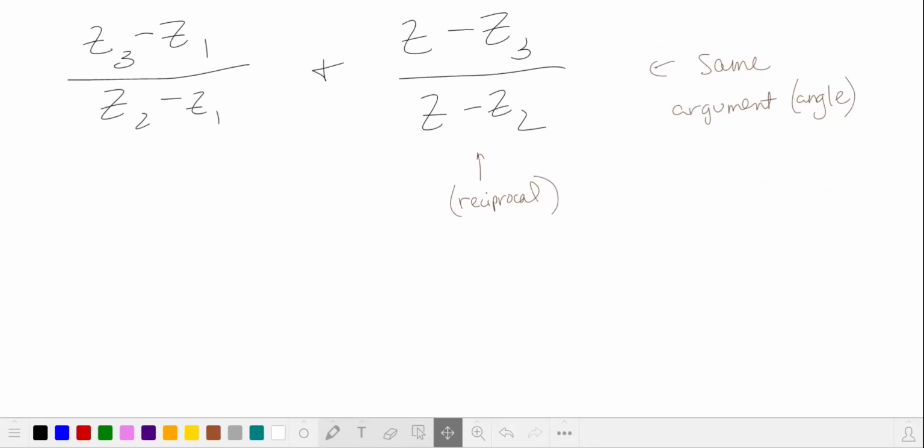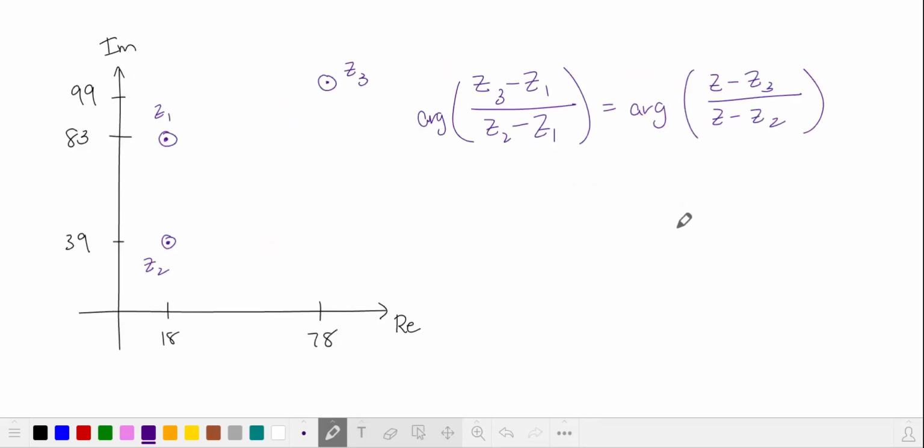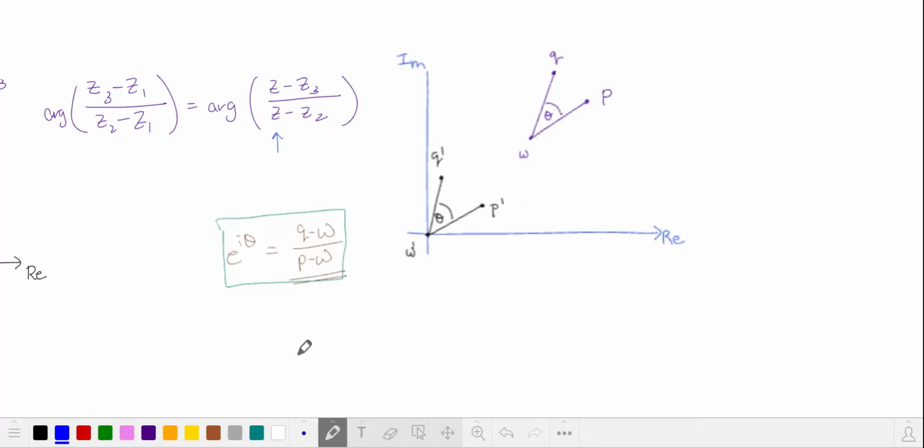Let's graph z1, z2, and z3. z1 is over here. z2 has the same real part, and this is z3. And again, we want the arguments of these two complex numbers to be the same. I'll connect these points. This is z3 minus z1, and this is z2 minus z1. And here is our angle theta. Recall that we can use the quotient of a difference that looks like this, find the argument of it, and we'll have the angle between these complex numbers.